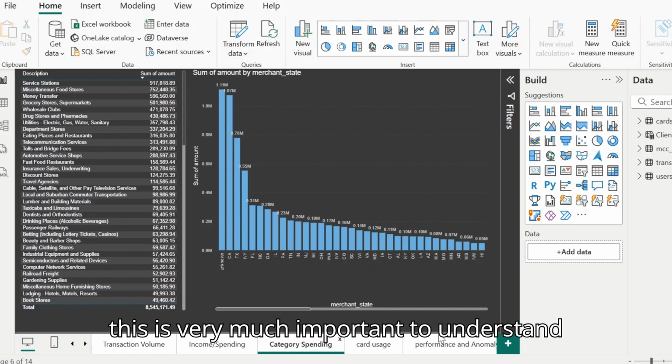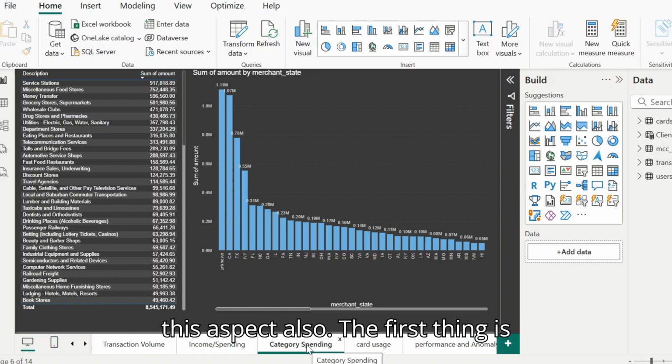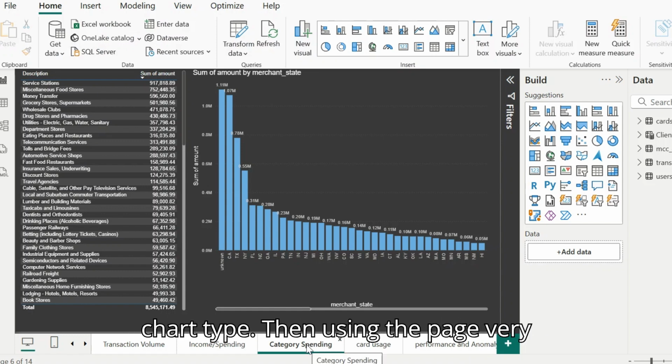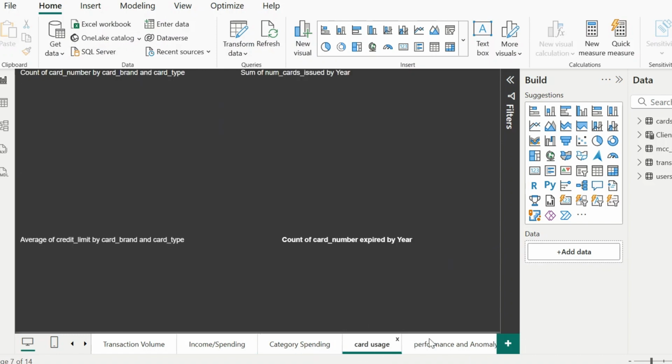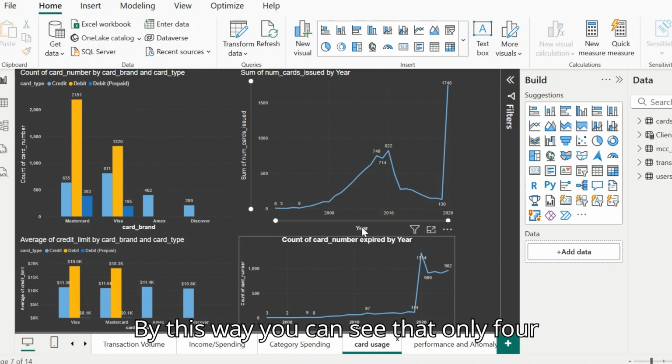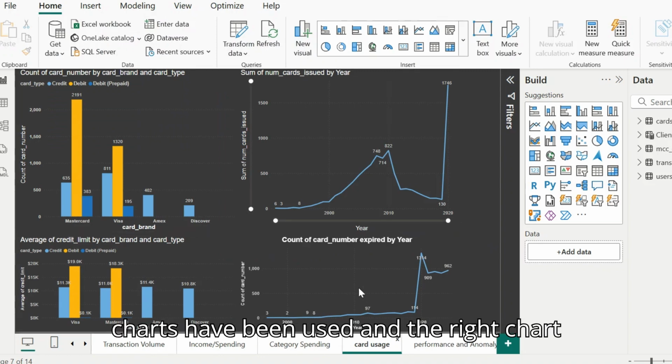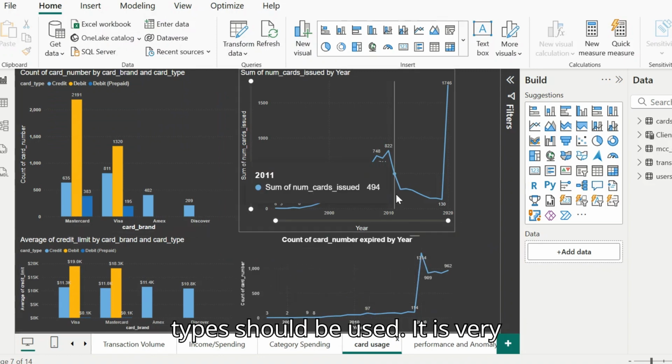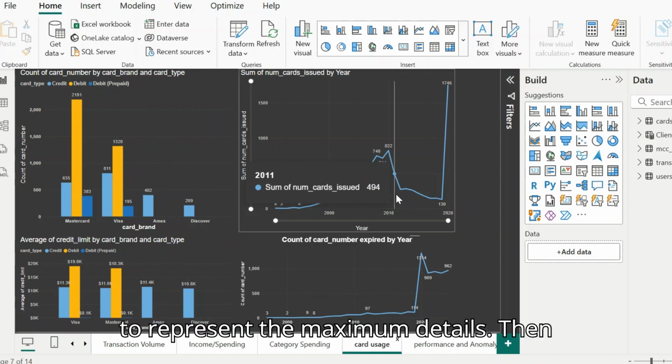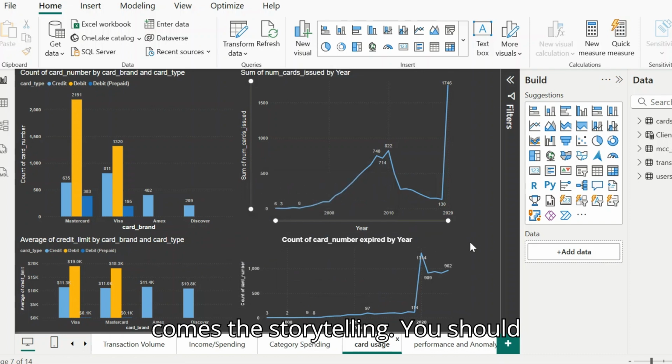So it is very important to understand this aspect also. The first thing is chart type, then using the page very intelligently, consuming less space. This way you can see that only four charts have been used and the right chart types should be used. It is very important to understand these two aspects, chart types and the utilization of page space to represent the maximum details. Then comes the storytelling.